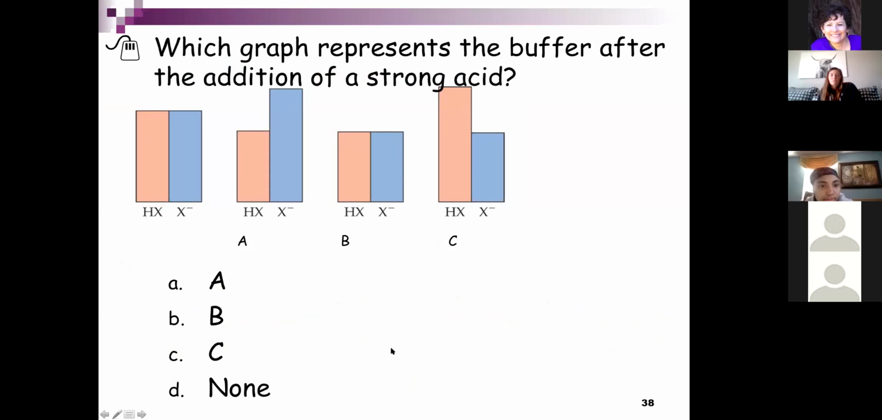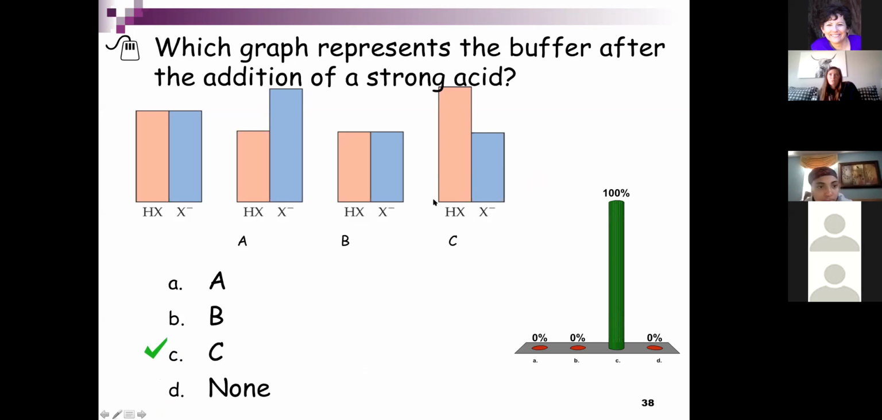Okay, what do you think? So which graph represents buffer after the addition of strong acid? C. So my strong acid is going to react with my conjugate base. My conjugate base concentration is going to go down and my weak acid concentration is going to go up. By adding a strong acid, I've altered the ratio between my weak acid and my conjugate base. My conjugate base is the one that reacts with the strong acid and it produces more weak acid.